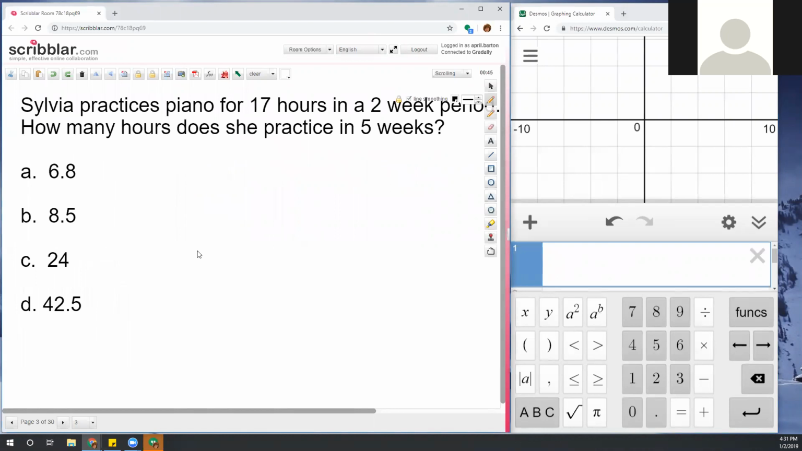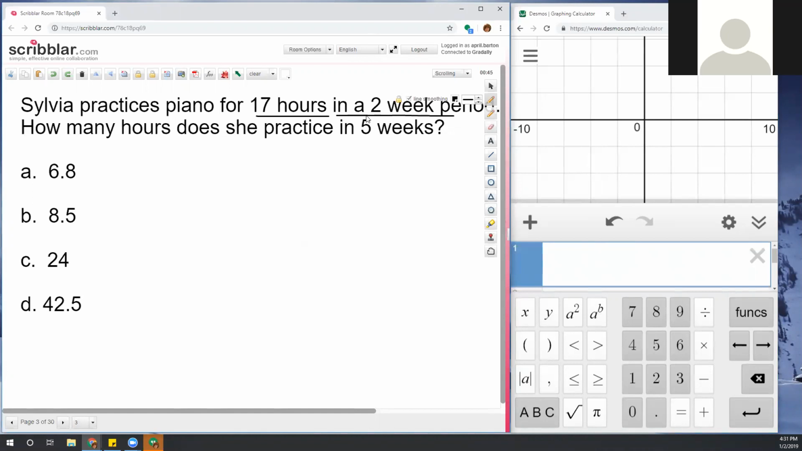So this one, we'll need the calculator a little bit, but not a whole lot. Sylvia practices piano for 17 hours in a 2-week period. So those two pieces of information are kind of grouped together. They said this many hours in this 2-week period. And it's important to know what information kind of corresponds to each other, because usually we're going to have to group them together at some point.